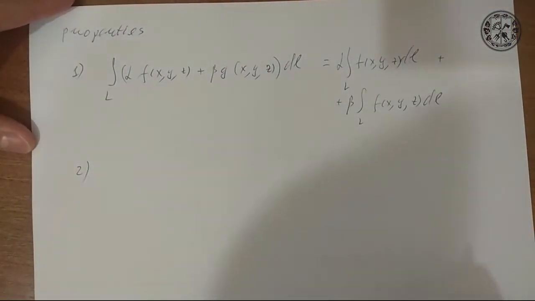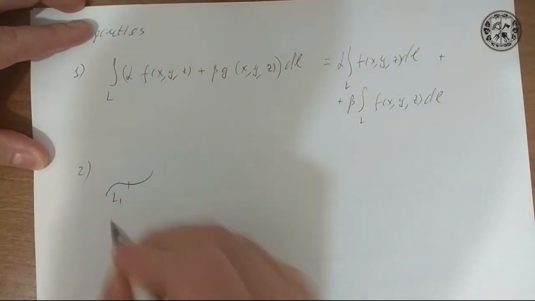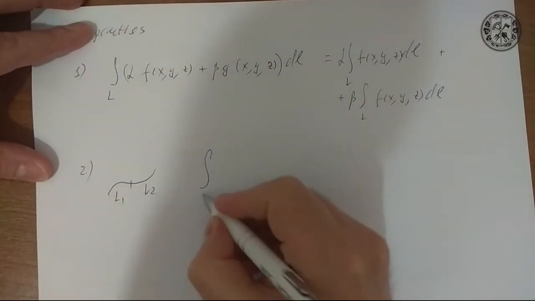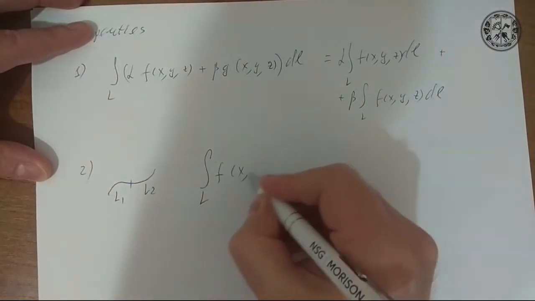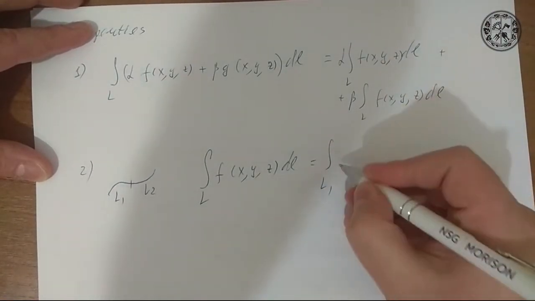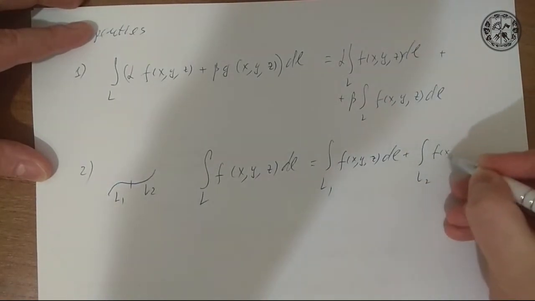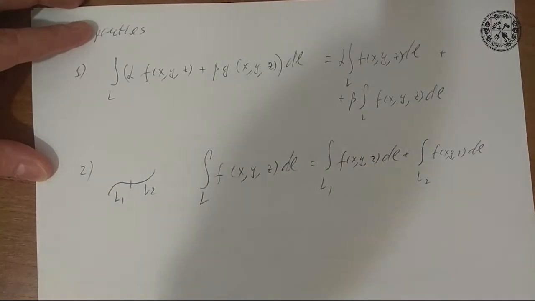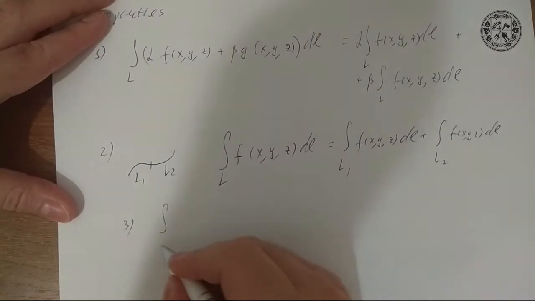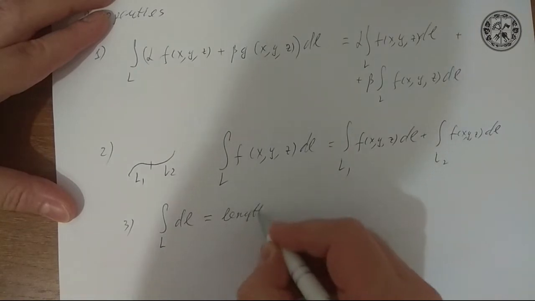Second property, if we have some line and we split it into two smooth parts, then integral of f of x, y, z dl will be sum of integrals by first part plus integral by second part. Third property is that if we have integral by L dl, this will be length of L.